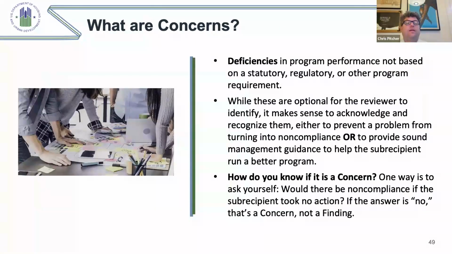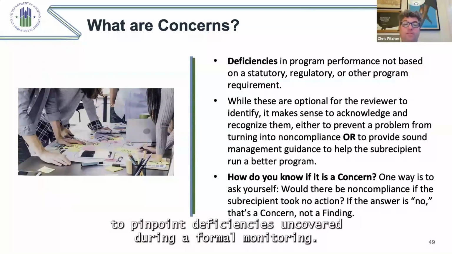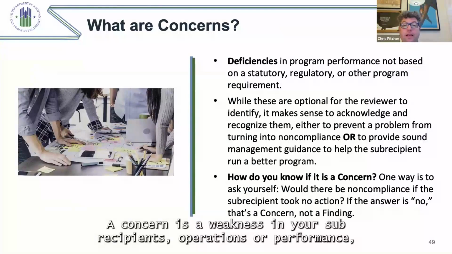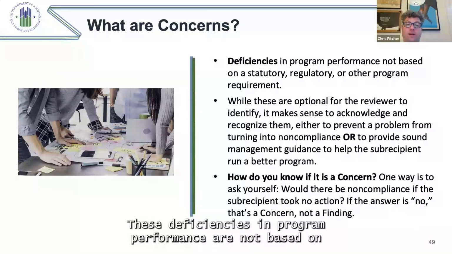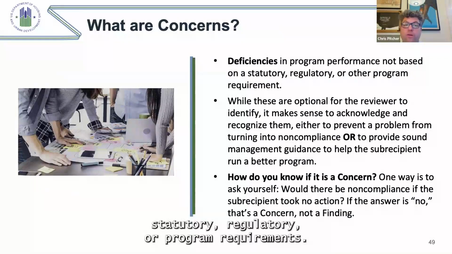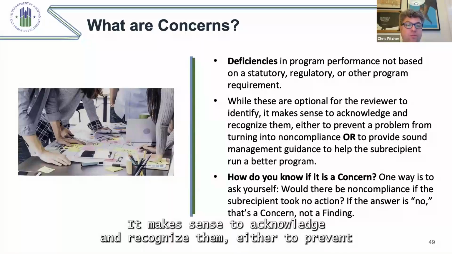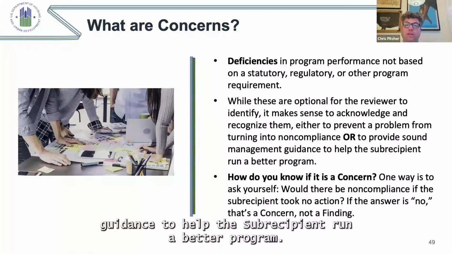Slide, what are concerns? A bullet point list. Concerns are different from findings, but still very important in the monitoring process, and findings are not the only way to pinpoint deficiencies you uncover during a formal monitoring. A concern is a weakness in your subrecipient's operations or performance, which may become a finding in the future if it's not addressed. These deficiencies in program performance are not based on statutory, regulatory, or program requirements. While these are optional for the reviewer to identify, it makes sense to acknowledge and recognize them, either to prevent a problem from turning into noncompliance or to provide sound management guidance to help the subrecipient run a better program.